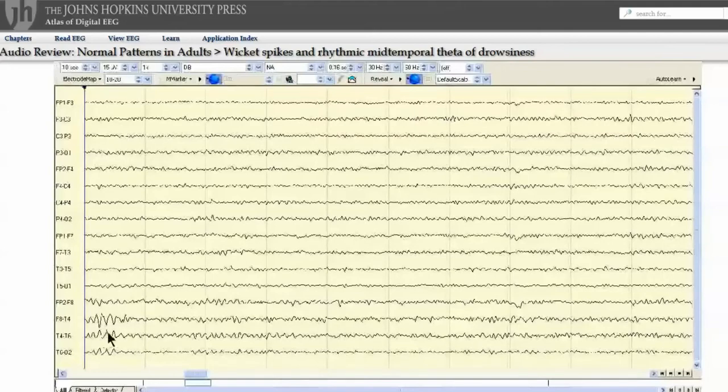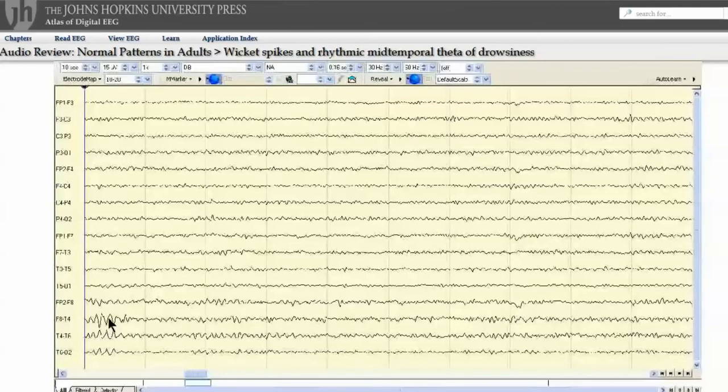Here we have an example that closely resembles rhythmic mid-temporal theta of drowsiness. They are triangulate, they do not possess clear spike wave morphologies, and even though there is a field, they appear to build up and go away in a progressive fashion. These, however, increase and decrease during the course of a fraction of a second, not over seconds to minutes, as may be seen in epileptiform discharges.